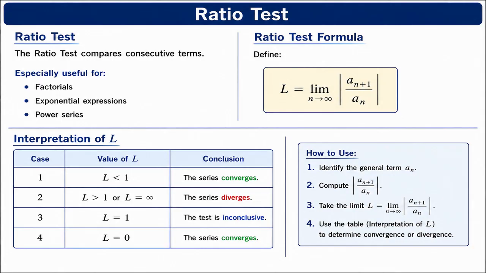The ratio test compares consecutive terms of a series. It is especially useful for factorial, exponential expressions, and power series. We define the quantity L using the ratio of consecutive terms. Then we interpret the value of L. If L is less than 1, the series converges. If L is greater than 1 or infinity, the series diverges. And if L equals 1, the ratio test cannot decide.